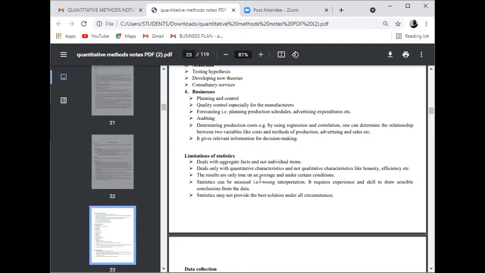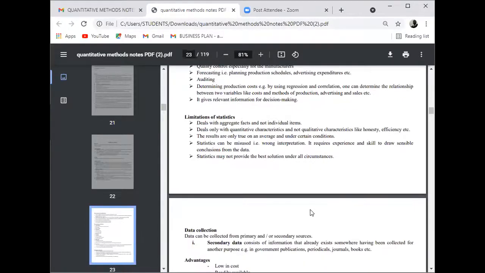And then it can be misused if people make wrong interpretations. Not just anybody can be presented with statistical data and make the right conclusions. You must have some knowledge, experience or skills, and statistics may not provide the best solution under all circumstances. In some circumstances, statistics might not be ideal.